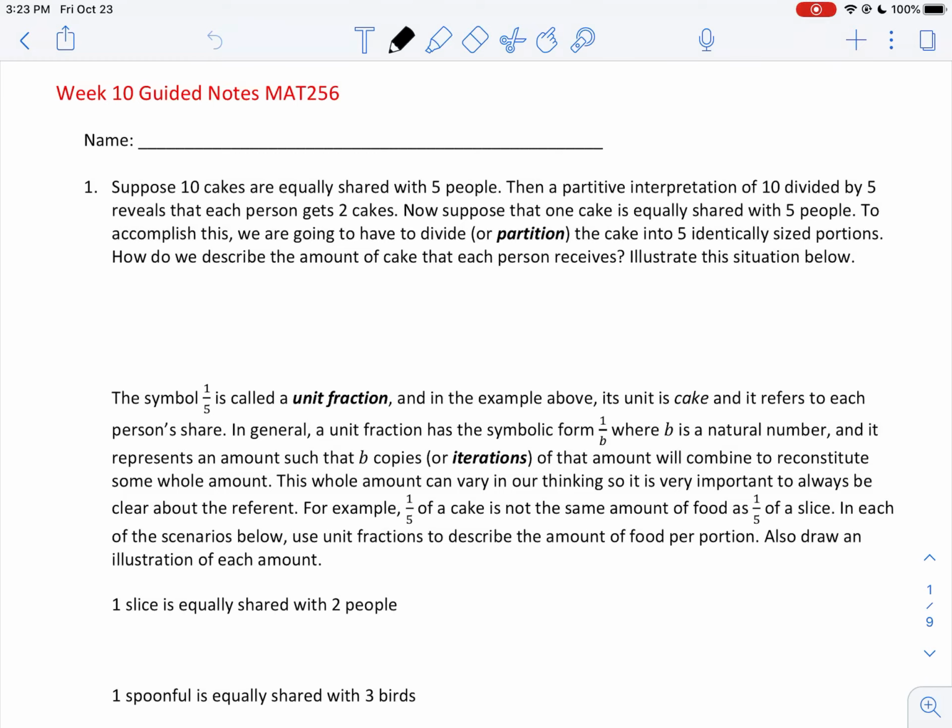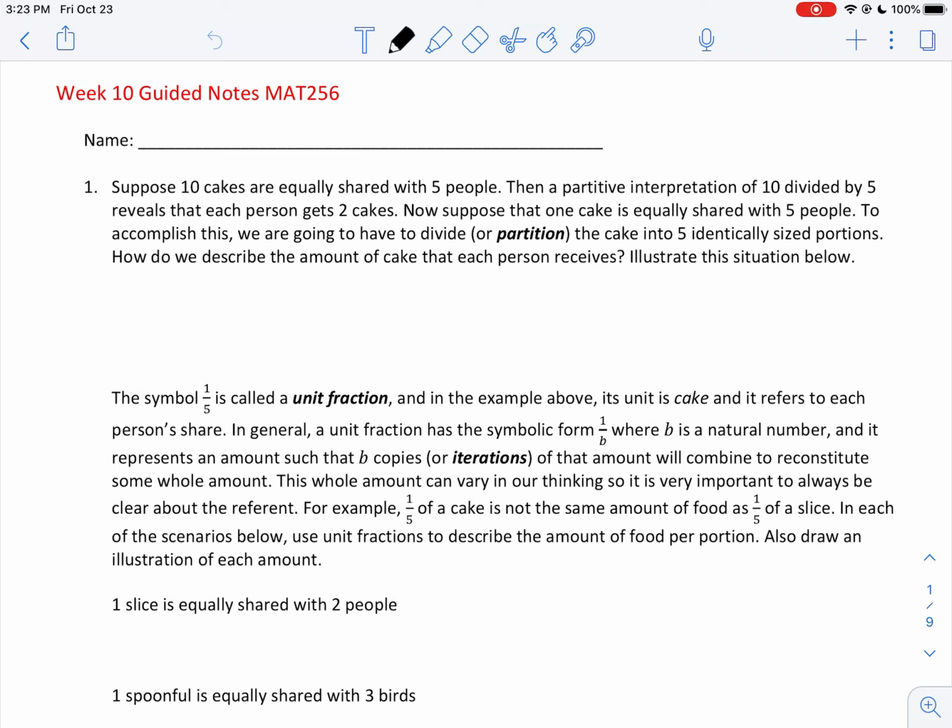Hello students, week 10. We begin a multi-week unit on fractions and their operations, and in this week specifically we will talk about how to build a productive meaning for fractions as well as the connection between fractions and partitive division of whole numbers. Okay, number 1 here.